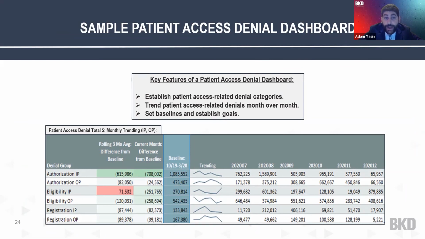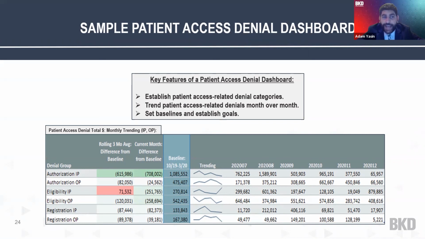Okay, next slide. Getting close to the end here, we're just going to quickly go over a couple dashboards and round out a wrap-up slide. So let's talk about a sample patient access denial dashboard. A few key features of a patient access denial dashboard are that you establish patient access related denial categories. On the left-hand side of this sample dashboard, we're looking at patient access denials. This is total dollars trended monthly, both for the inpatient and outpatient setting. This organization went with 3 denial categories related to patient access.